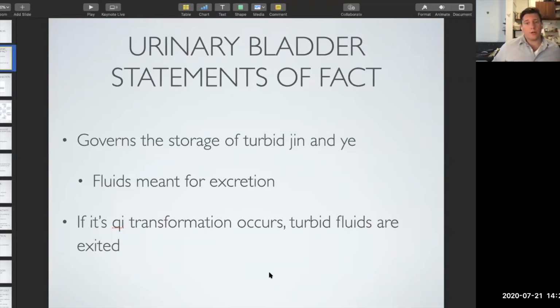So what does the urinary bladder do? Statements of fact: it governs the storage of turbid yin and yang. Like the large intestine, it's going to store turbidity, things we want to get out of us, in this case, fluids. The second statement of fact is, if its qi transformation occurs, turbid fluids are exited. So there's a transformation in the qi that has to occur within the urinary bladder, and when it does, we're able to urinate.